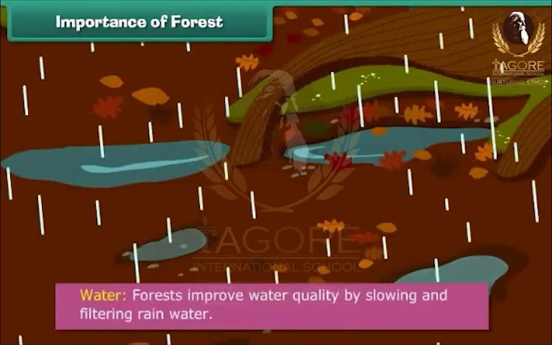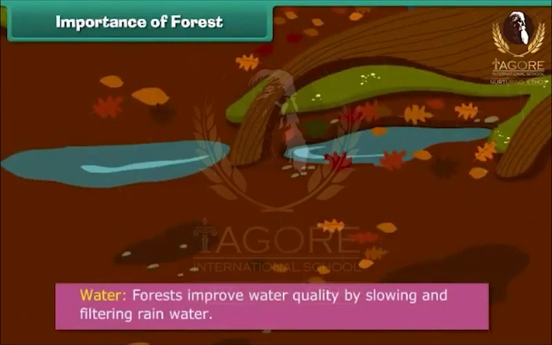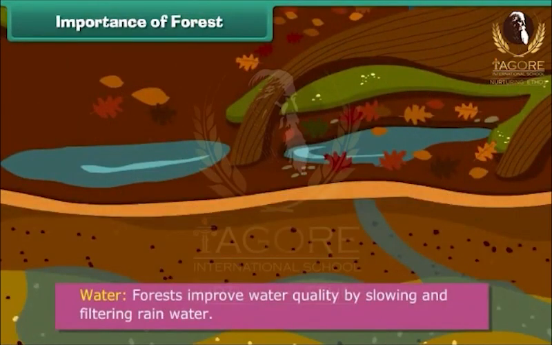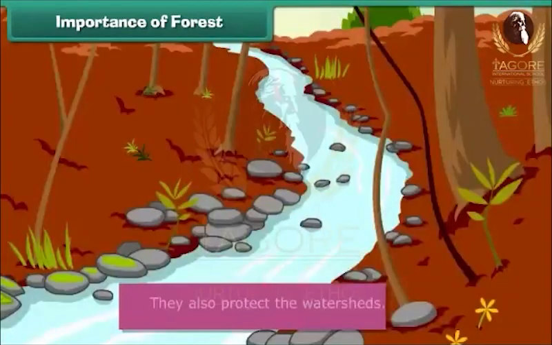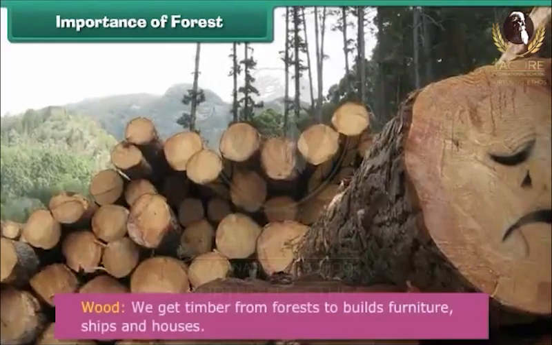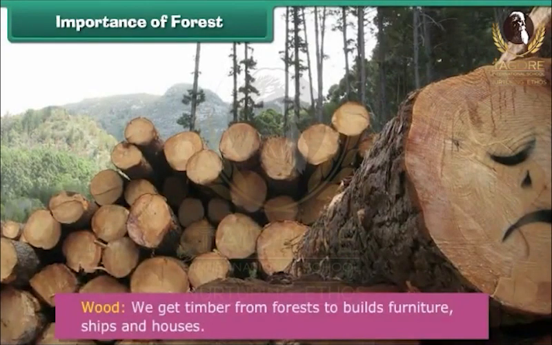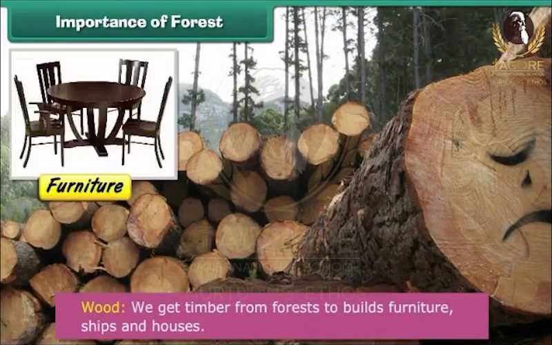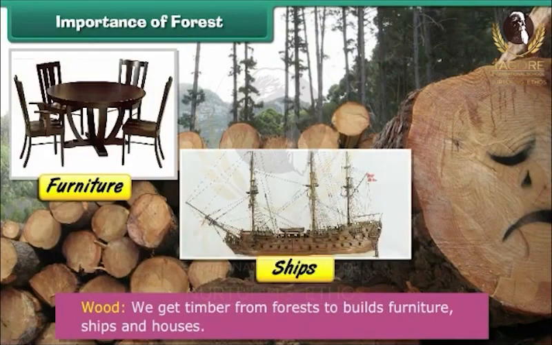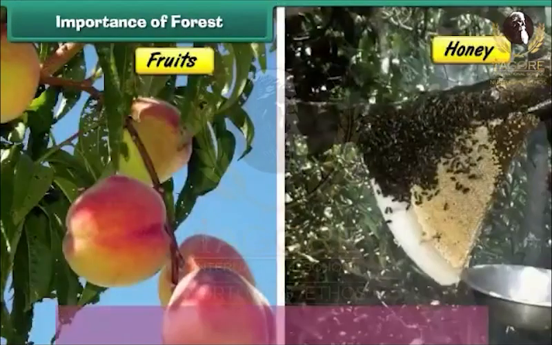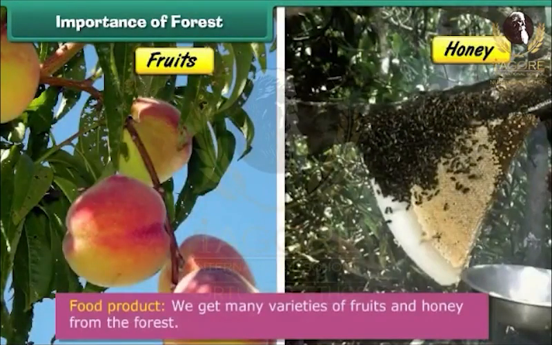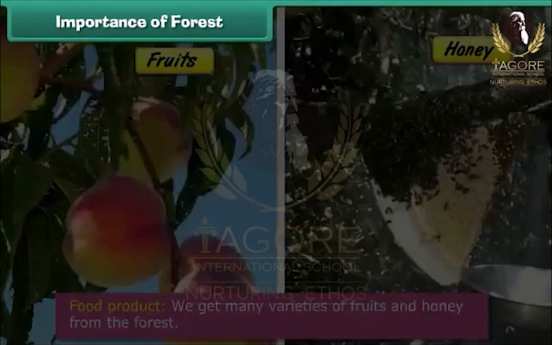Water. Forests improve water quality by slowing and filtering rainwater. They also protect the watersheds. Wood. We get timber from forests to build furniture, ships, and houses. Food product. We get many varieties of fruits and honey from the forest.